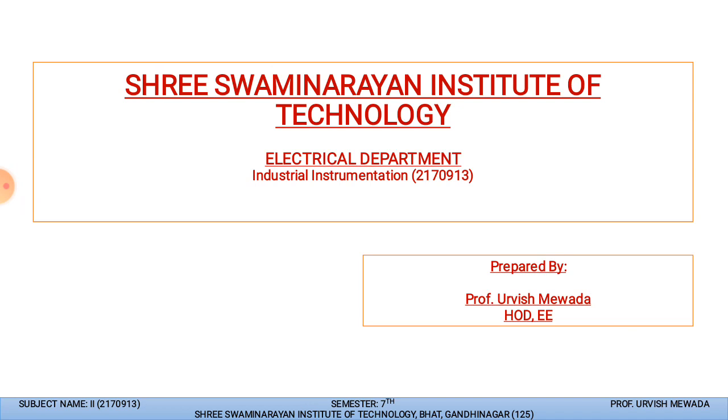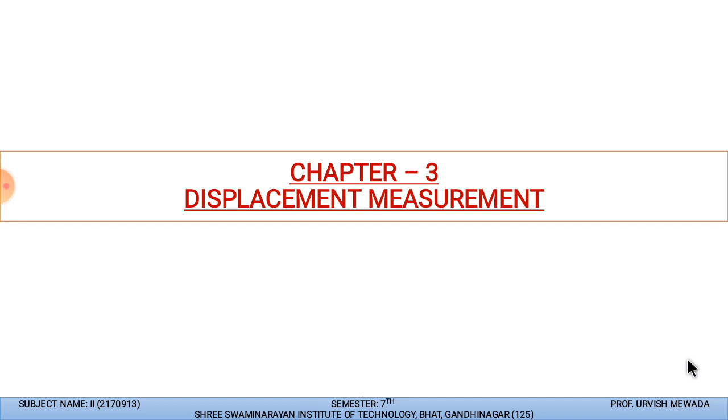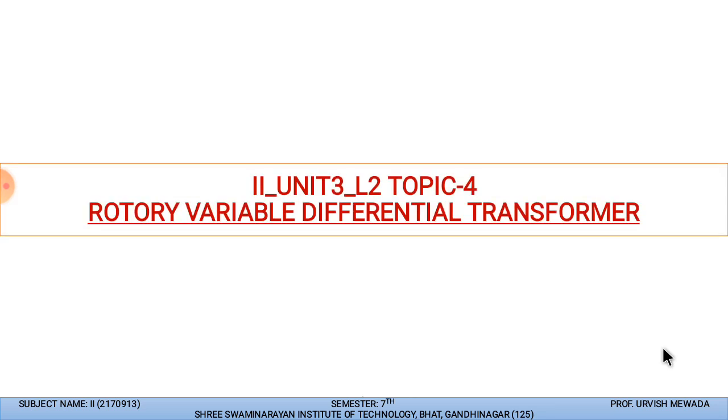I am the subject matter expert of the Industrial Instrumentation subject, which is in the seventh semester, and the GTU subject code is 2170913. Students, we are currently discussing chapter number 3, that is displacement measurement. This is lecture number 2 for chapter number 3. In the previous lecture, we discussed the introduction of displacement measurement, LVDT, and resistive displacement measurement. Now, in lecture number 2, we will discuss topic number 4 of chapter number 3, the rotary variable differential transformer or transducer.